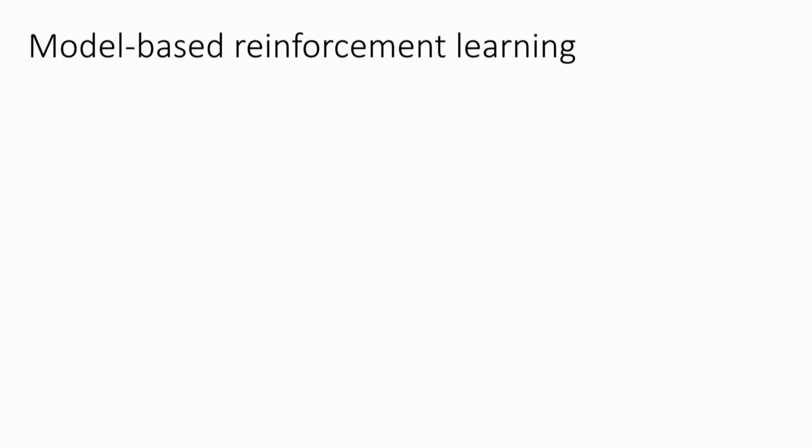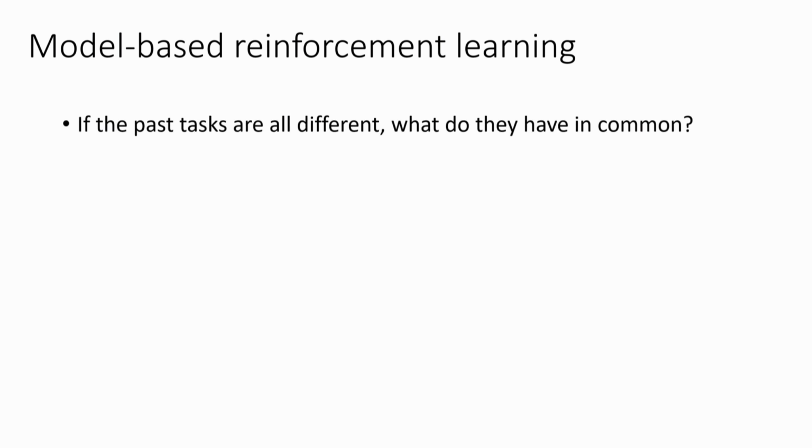So I'll start with model-based reinforcement learning on this topic, because model-based reinforcement learning actually provides a very simple answer to this question. If you do want to do a model-based reinforcement learning thing, it turns out that transfer in the multitask setting is actually quite straightforward. So if the past tasks are all different from each other, what is it they all have in common? Well, one idea is that maybe they all have the same laws of physics.